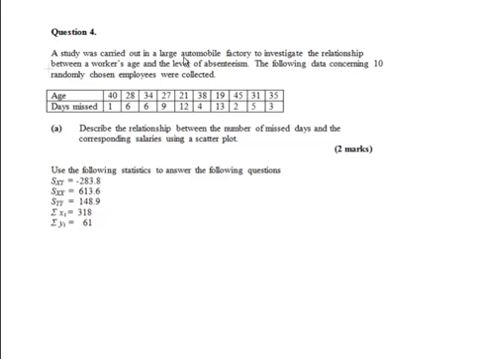So this is part C, the third part of the presentation on the regression and correlation question from the Business Statistics 2011 paper, question 4. So what we're going to do is just clear up the last few questions.